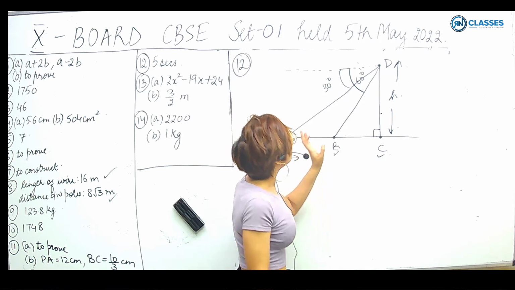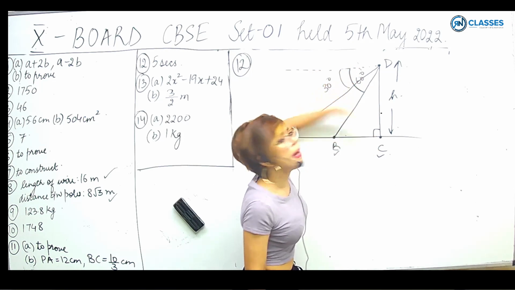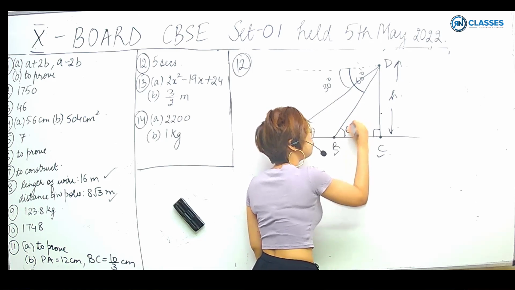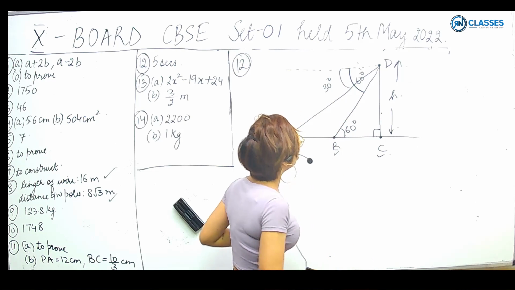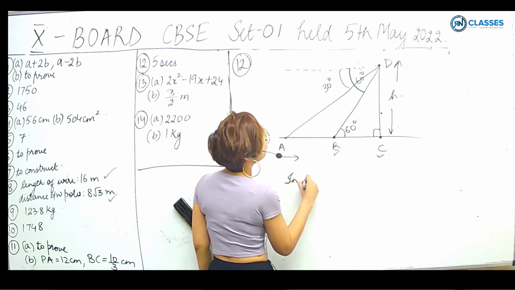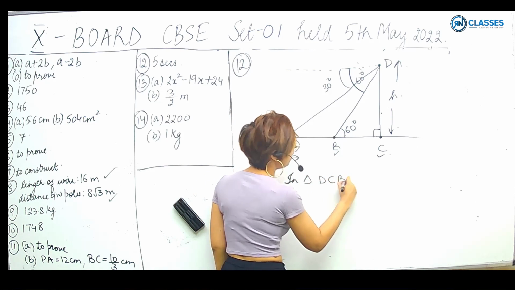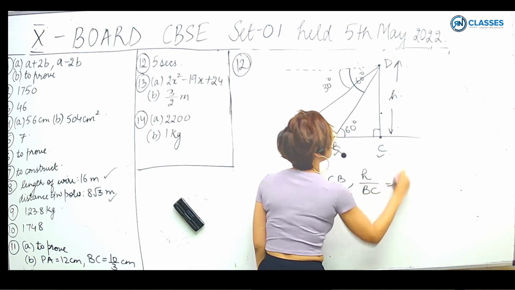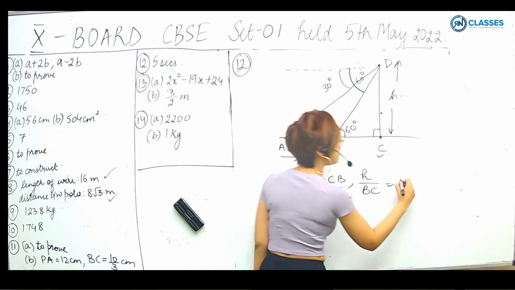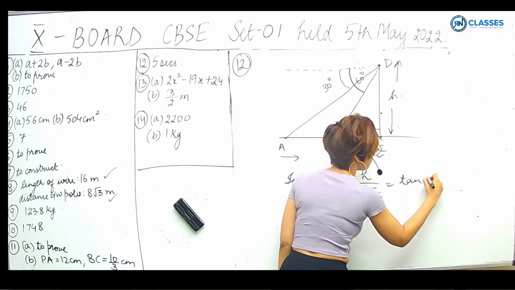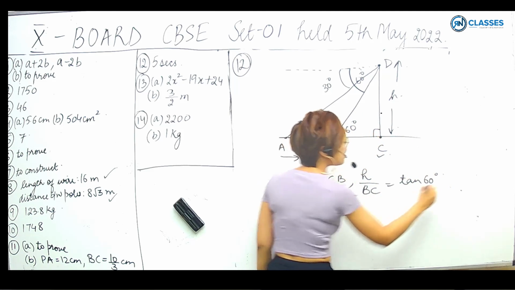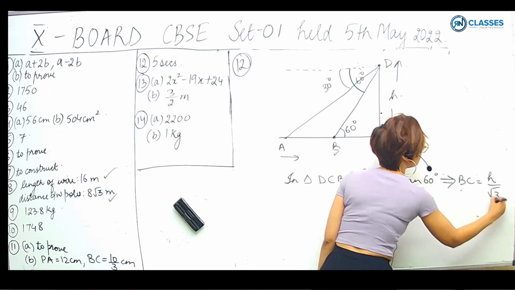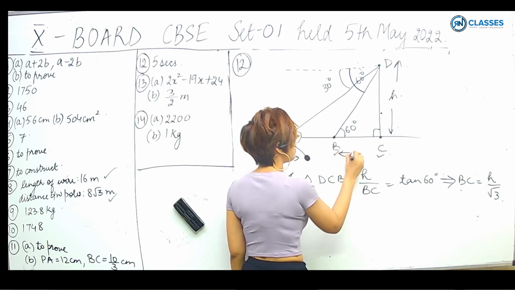Right? I need this distance. Okay, fine. Mind that these two lines would be parallel. This angle is 60 degrees. That means this angle is 60 degrees, alternate angles. Right? So, in triangle DCB, can I say h by BC is equal to tan 60 degrees. So BC actually turns out to be h by root 3. Right? So this length is h by root 3.